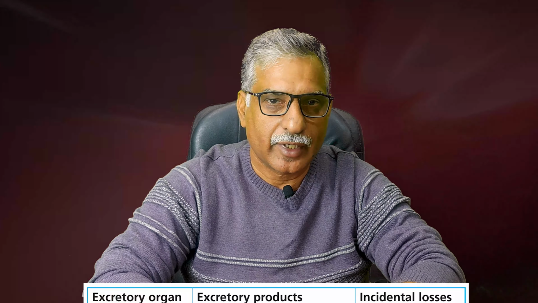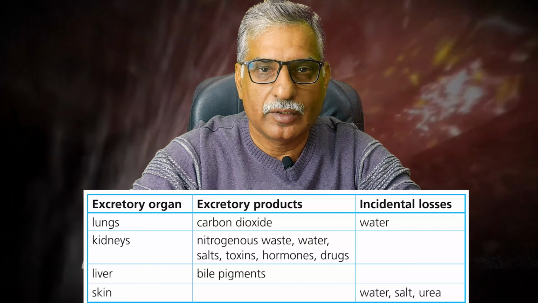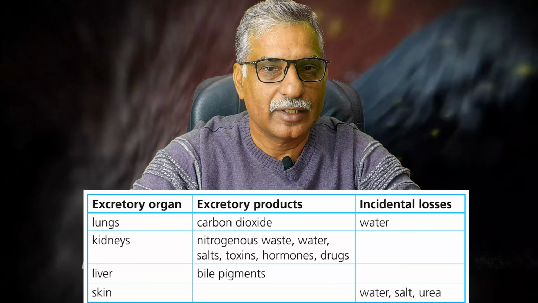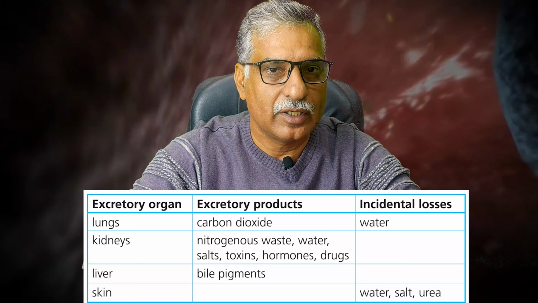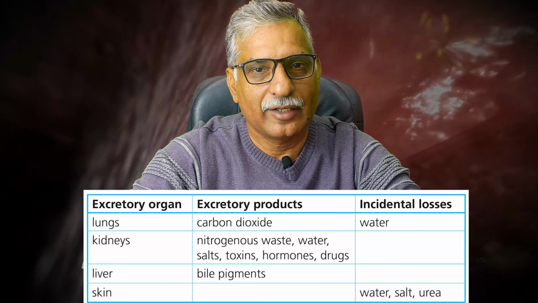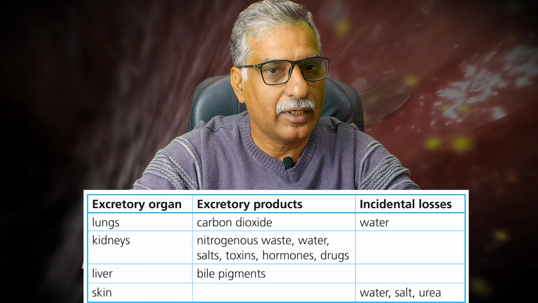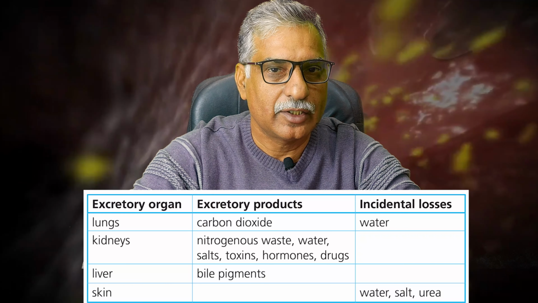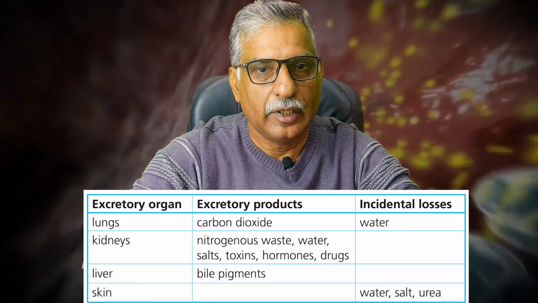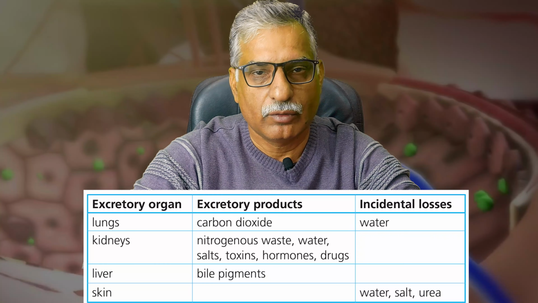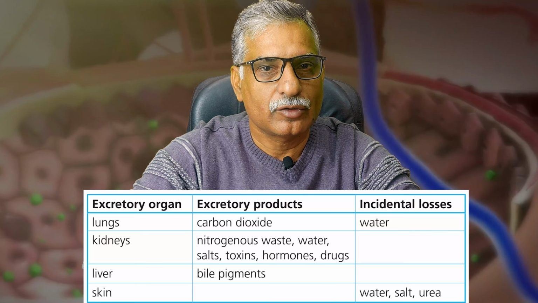The very first excretory molecule is carbon dioxide, which is produced by all the respiring tissues in the body. This carbon dioxide is collected by the blood, delivered to the lungs, and excreted along with the exhaled air. Second is urea. Urea is produced as a result of deamination of amino acids in the liver, and that urea is toxic.